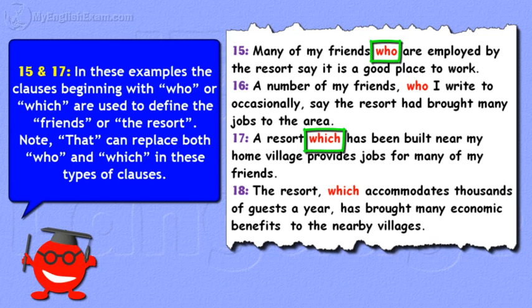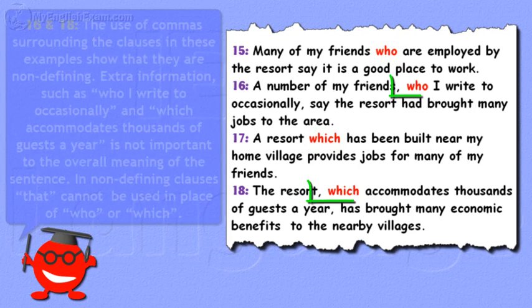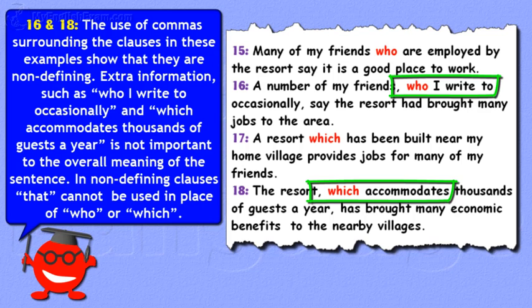Examples 15 and 17. In these examples, the clauses beginning with who or which are used to define friends or the resort. Note that can replace both who and which in these types of clauses. Examples 16 and 18. The use of commas surrounding the clauses in these examples show that they are non-defining. Extra information such as who I write to occasionally and which accommodates thousands of guests a year is not important to the overall meaning of the sentence. In non-defining clauses, that cannot be used in place of who or which.